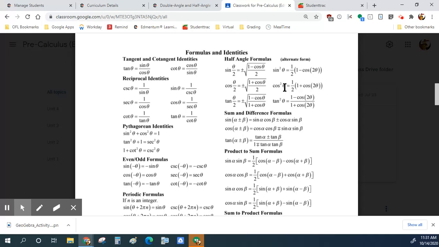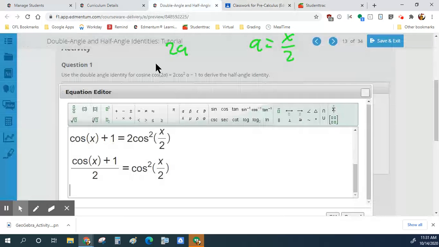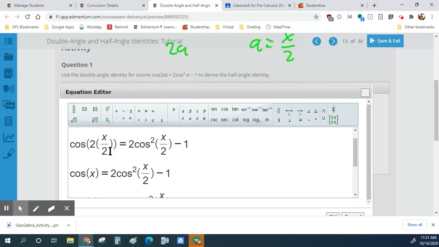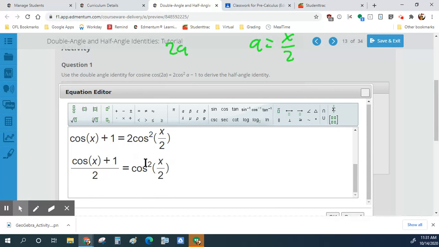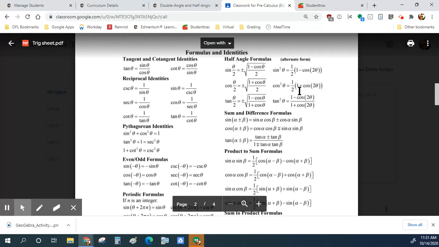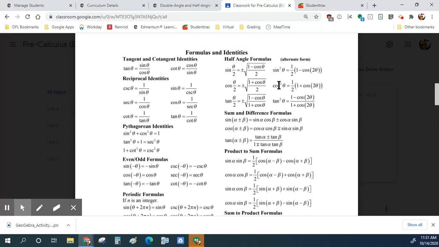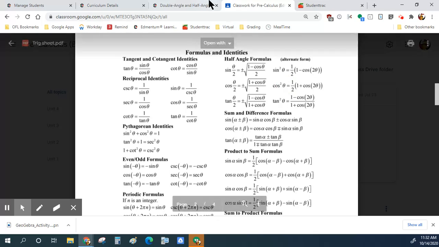Oh, I see what's going on here. So mine is x divided by 2. Theirs is just 2 times that. So if I would have left it like this weird thing right here, it would have been fine. But this is also another form of the alternate form, just with a different theta.